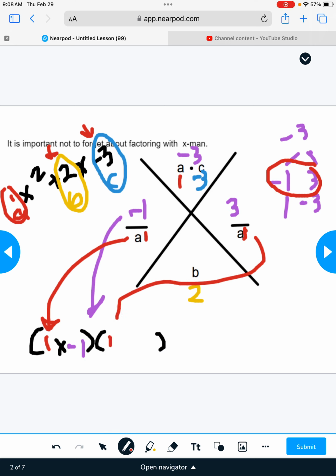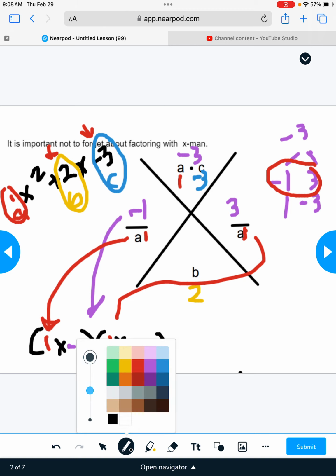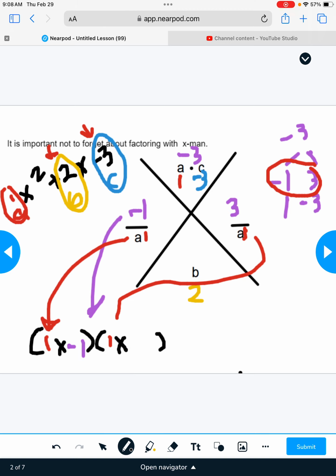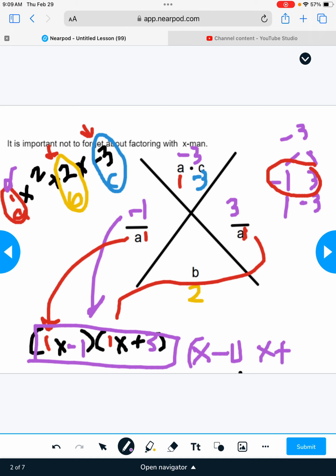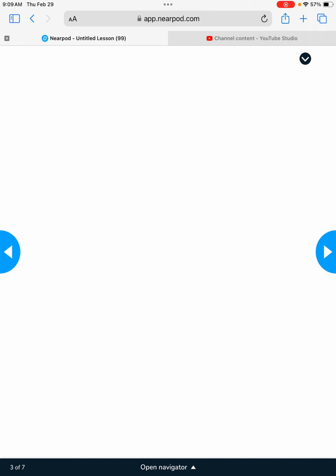The 1 is always going to go in front of that x here, and that is going to be an invisible 1 because it does not need to be seen, just like the 1 here was invisible. Okay, and then our answer here is basically that. It's just going to be x minus 1 and x plus 3, and those are going to be my factors.